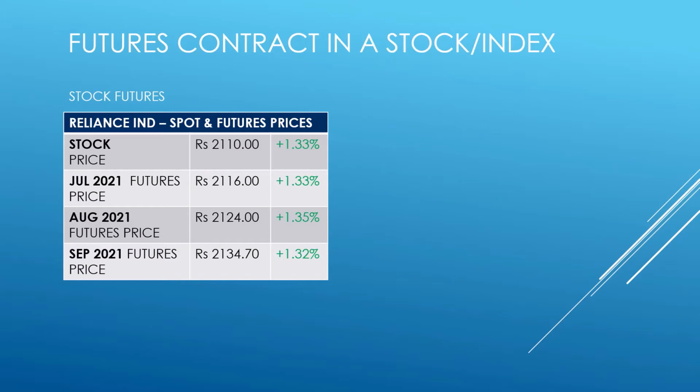Similarly, you can look at August future price. It's even higher, 2124. And in September it's even higher, 2134. Not necessarily always the future prices will be more than the actual stock prices. It could be even less depending upon the market sentiment.